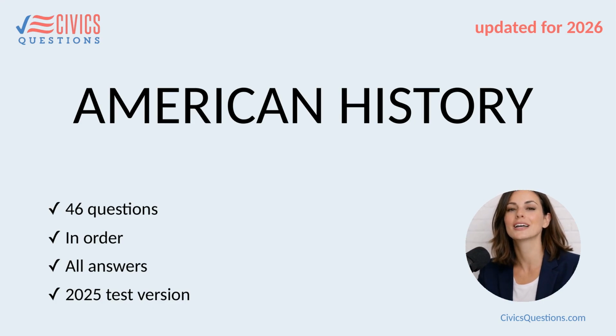Today we're focusing on American history. It's 46 questions from the 128 question version of the Civics test released in 2025. We'll go in order. I'll read the question, give you a moment, and then I'll read every correct answer option. Try to answer out loud before I do.